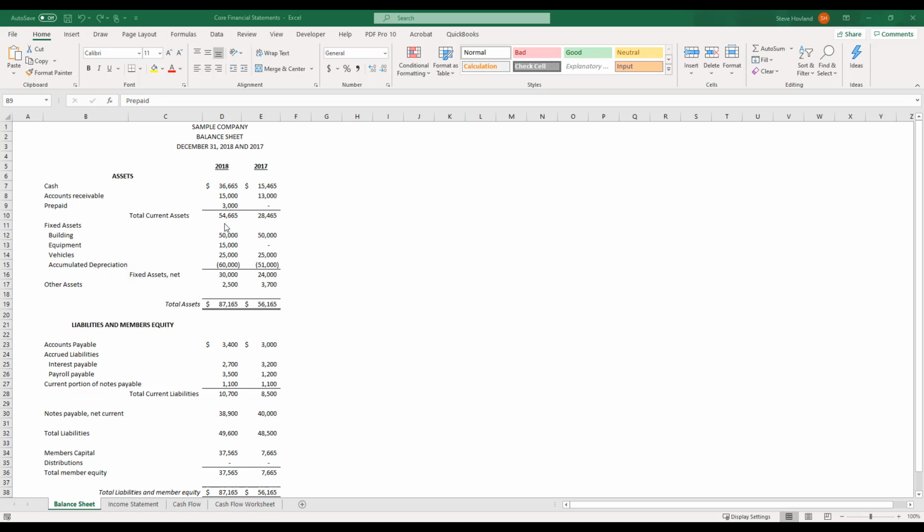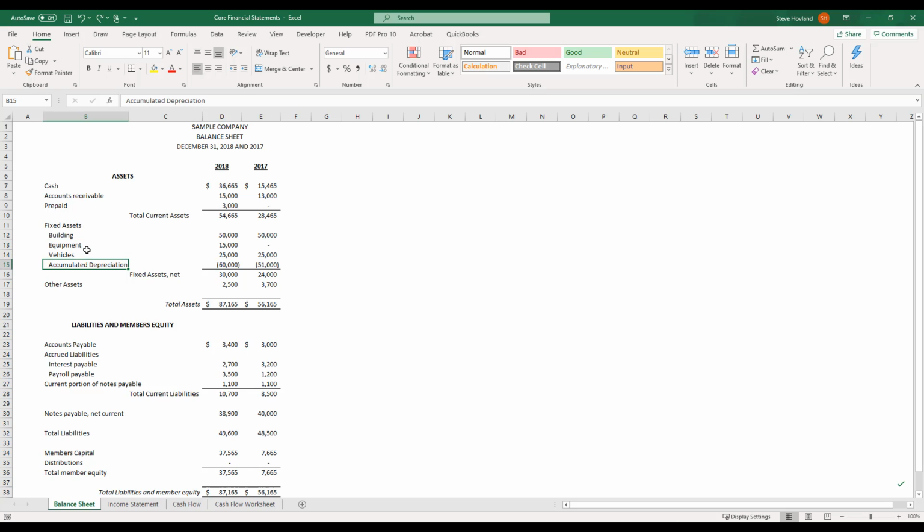Next is our fixed assets, or a lot of times what you'll see is PP&E, property, plant, and equipment. So fixed assets, PP&E, they mean the same thing. And of course, listing out what are all your fixed assets. In this case, I just made up a building of $50,000, which probably is a little too cheap, but we have building, equipment, vehicles, and then our accumulated depreciation.